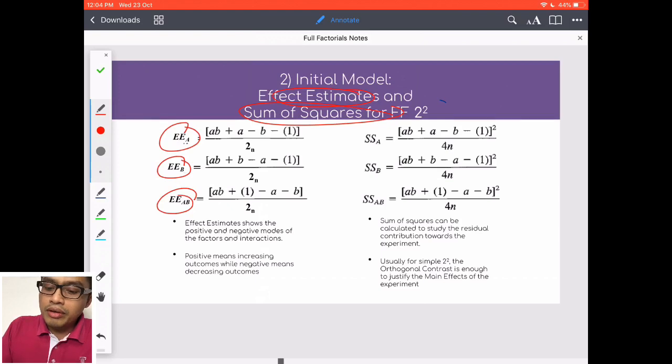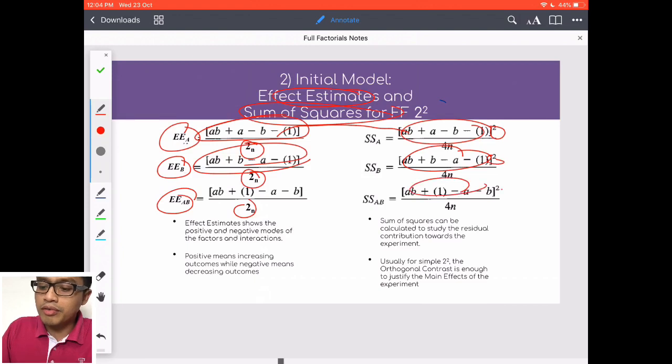Alright? So whatever in this bracket comes from the table, right? And you have to divide by 2n. For sum of square, whatever you have from that table, you square them and divide by 4n. For 2 to the power of 3 and 4, these numbers increase. I will discuss this later. I don't want you guys to get confused.